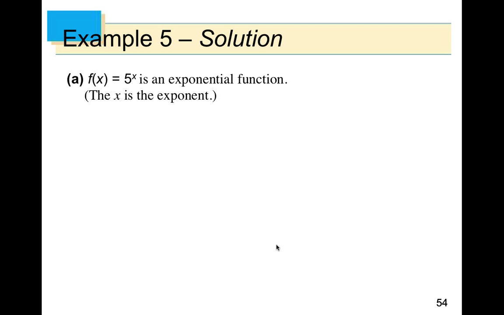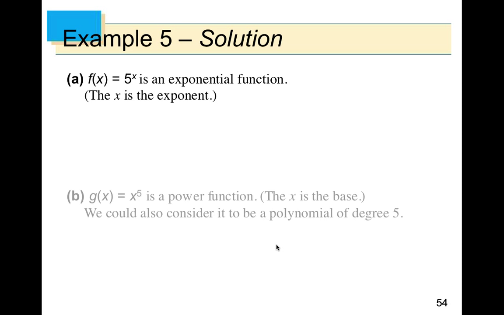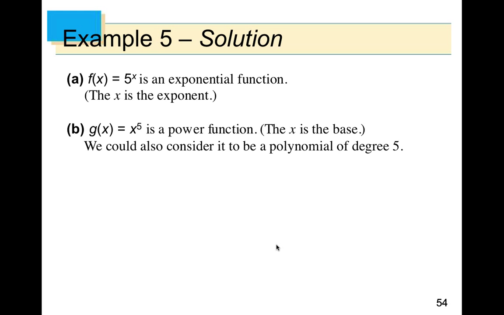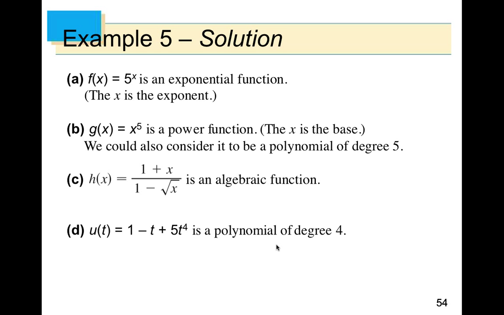Let's take a look. And here are the solutions. So 5 to the x is an exponential function. x to the 5th is a power function. They called the next one an algebraic function. It could also be considered a rational function. It's two polynomial functions, one on top of the other. It just so happens that the degree is 1 on the top, and it's half for the other one. And then the final one is a polynomial of degree 4.